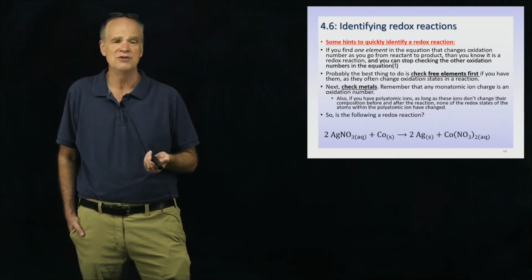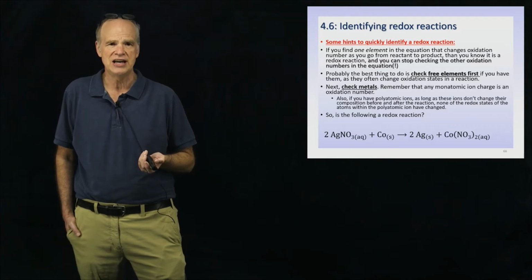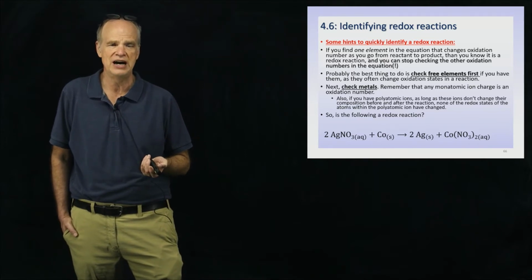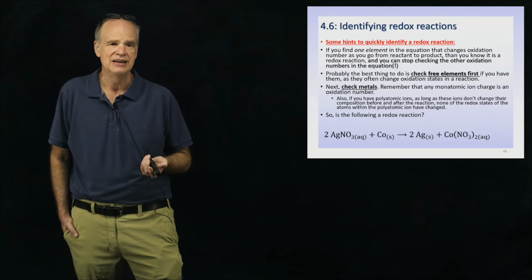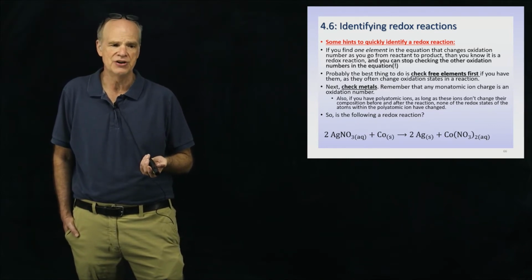So what I'm hoping you might do is when you see this reaction, you say, okay, well, looks like we have a free element there on the reactant side, that is cobalt. Let's check that first. Let's see what its oxidation number does. And if you check it, what you'll find is that free cobalt on the reactant side, because it's a free element, has an oxidation number of 0.